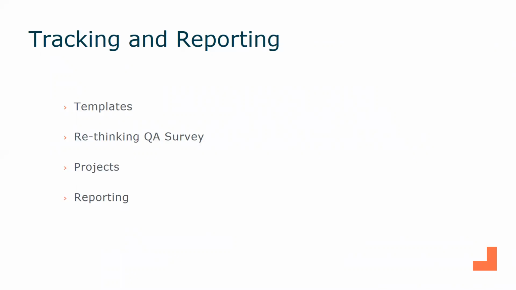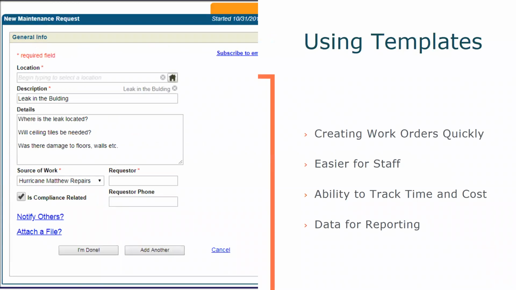We're going to take a look at our projects feature and how we can gather our information in that and track our budgets and our work orders and our timelines as we're working on making any repairs that might have happened during our emergency events. And we're going to wrap up with talking about reporting, some key features that we can use to make sure we're getting the most out of the data that we're putting into the system after these events have occurred. First up is going to be those templates.